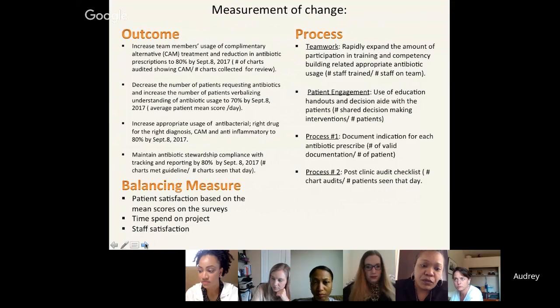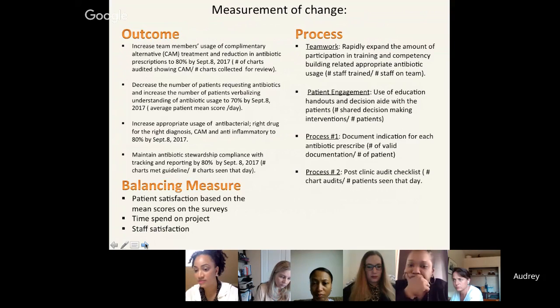The process will be through teamwork. We would rapidly educate the team into becoming competent, and would do the ratio based on the amount of staff trained versus the amount on the team. Then for patient engagement, we do handouts and decision-making aids, and we'd evaluate that by the number of shared decision-making interventions versus the number of patients.